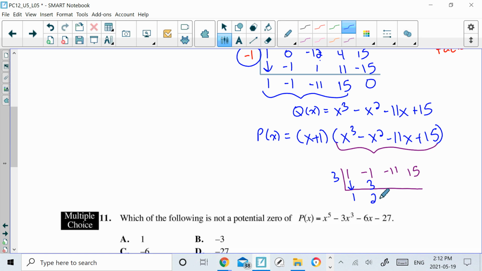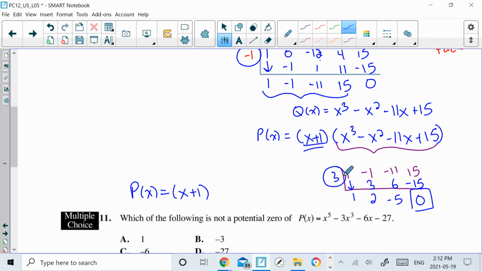Add, and you get 2, multiply, you get 6. Add, you get -5, multiply, and you get -15, add, and you get 0. So because the remainder is 0, this is a factor. Or sorry, this is the root of one of my factors, and the factor would be x minus 3. So from here, p of x is equal to, I'm going to bring that factor down because I've already got that factor.